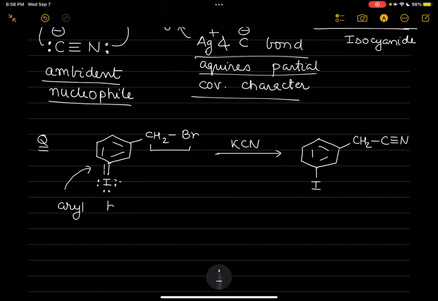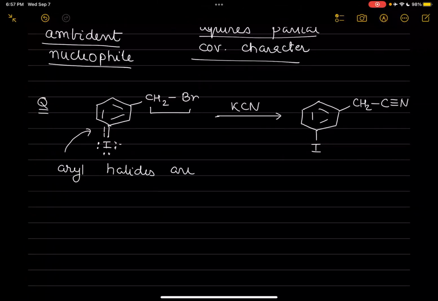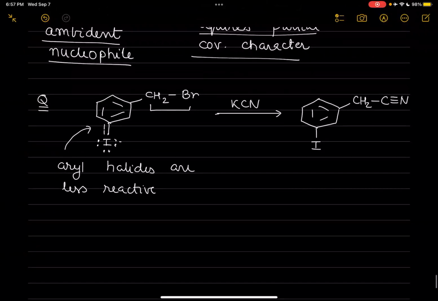Zen, is it clear? Yes, yes, sir. Imad, it's not clear. Rayan, can you hear my voice? Yes, sir. So aryl halides are less reactive towards substitution reaction.